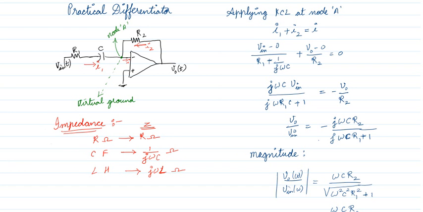Okay, so with this, we are again going to apply Kirchhoff current law at the node A. The incoming currents are I1 and I2, and the outgoing current is I. What is I1? The current flowing through R1 and C. The voltage is Vin minus 0, divided by the total impedance. What is the impedance? R1 is R1, and C is 1 by j omega C. So R1 plus 1 by j omega C. Voltage by impedance is the current.